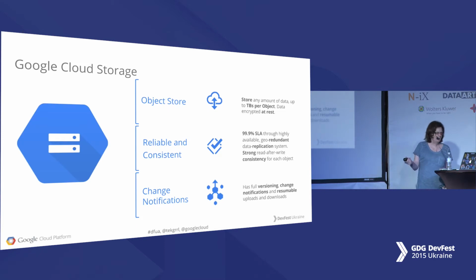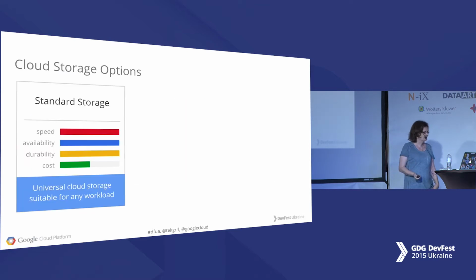David mentioned this yesterday. Cloud storage is an object store, unstructured data. You can store pretty much any amount of data in cloud storage, terabytes per object, and all data is encrypted at rest. It's completely reliable and consistent, and it supports change notifications. It supports strong read-after-write consistency on every object that's written to the bucket. And we support change notifications as well, along with things like object versioning, and resumable uploads and downloads.